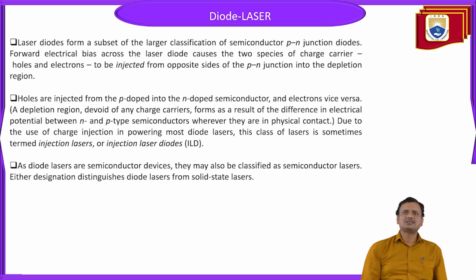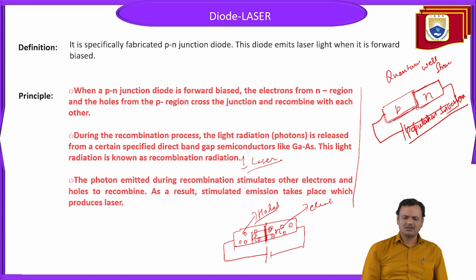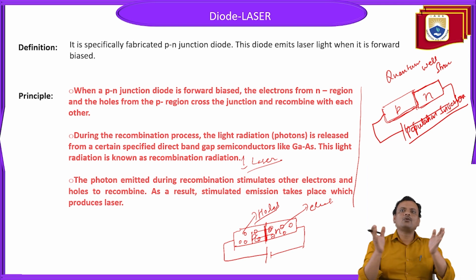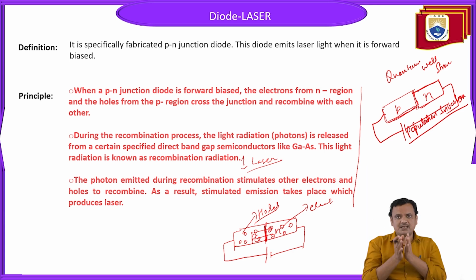So the laser diode forms a subset of the larger classification of semiconductor PN junction diodes. Forward electrical bias across the laser diode causes the two species of charge carrier, holes and electrons, to be injected from opposite sides of the PN junction into the depletion region. So one depletion region will be formed near the junction, and this depletion region has great importance. Why? Because the light will not be emitted from the whole device. It will be emitted from near the junction region, meaning from the depletion region. I will discuss in some other video the role of the depletion region.